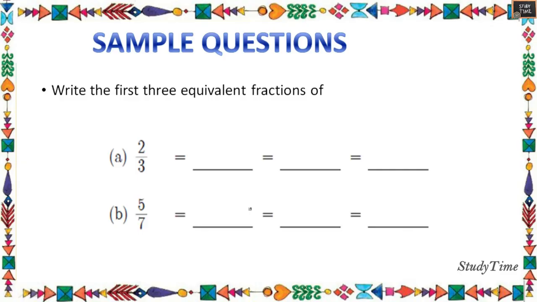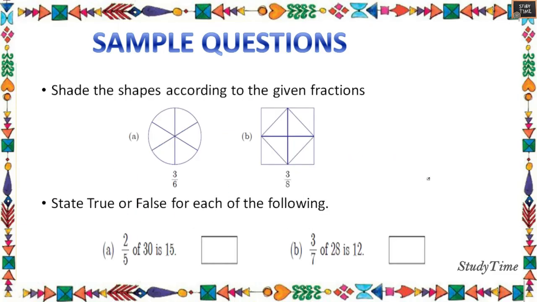Next, write the first 3 equivalent fractions. So 2 by 3 is given. You have to multiply first by 2: 2 into 2, 2 into 3, so 4 by 6 first. Next, into 3: 6 by 9. Next, 8 by 12. Similarly, you can find the other answers.